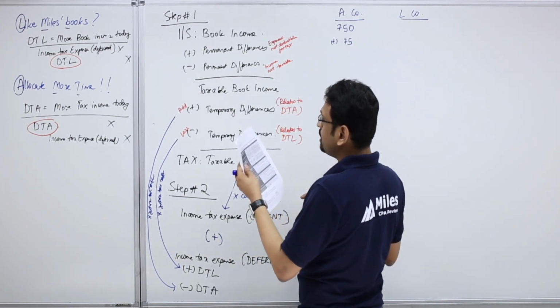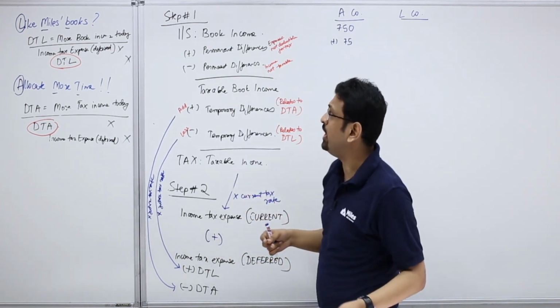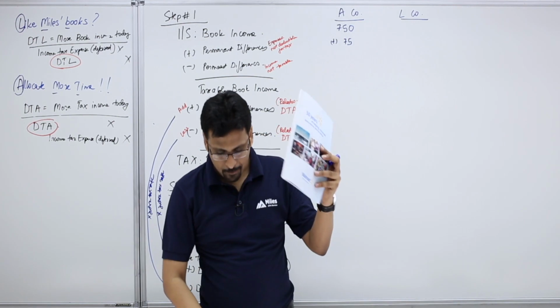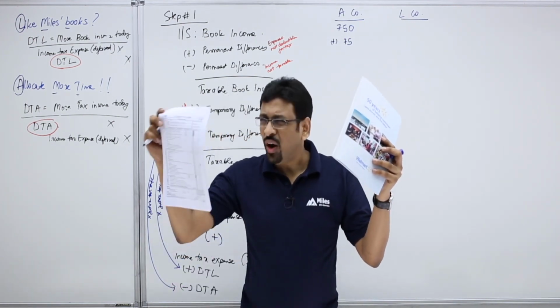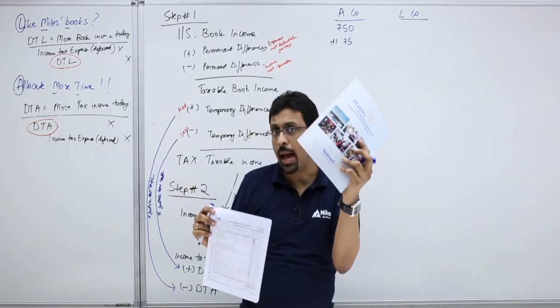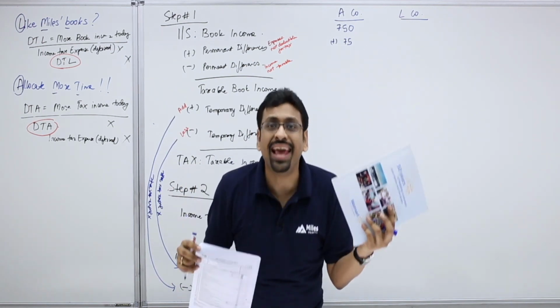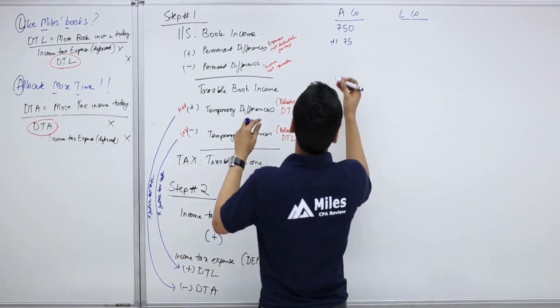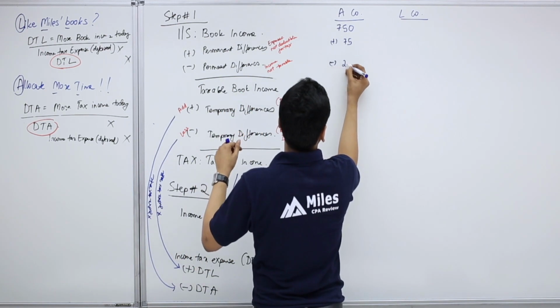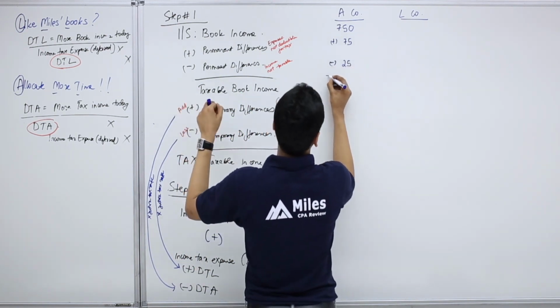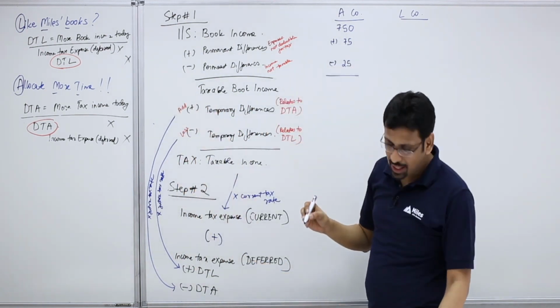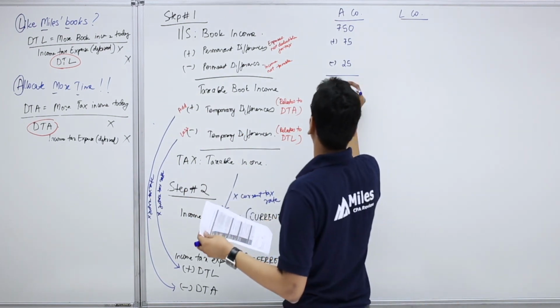Next, they had some muni bond interest of 25. So that was income here. But that's not income here. So to move from your GAAP books to your tax books, you need to subtract it, minus 25. So that gave you the taxable portion of the book income. So 750 plus 75 minus 25 gives you 800.